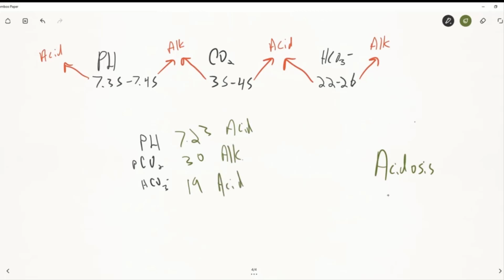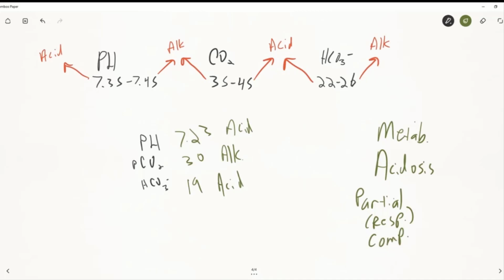So what else do we know? This person has metabolic acidosis because the bicarb says acid, and that matches with the pH that says acid. What else do we know? Well, the PCO2 does not say normal. It says alkaline. It's the opposite of the other two. So that is partial respiratory compensation.